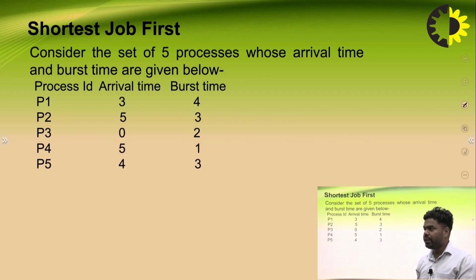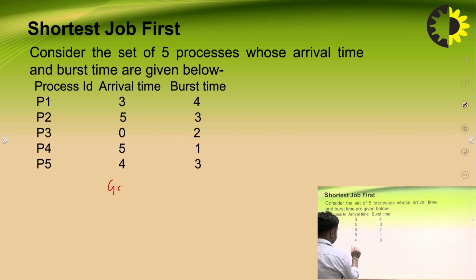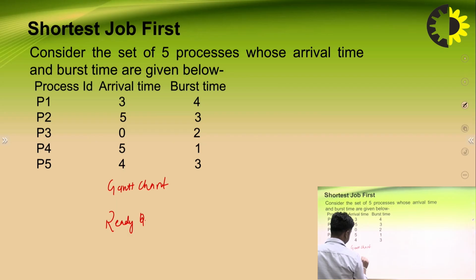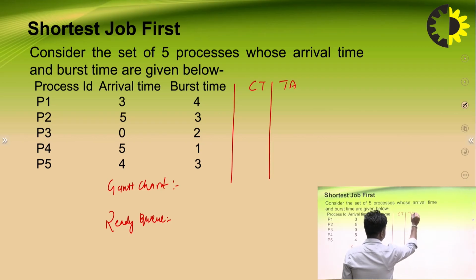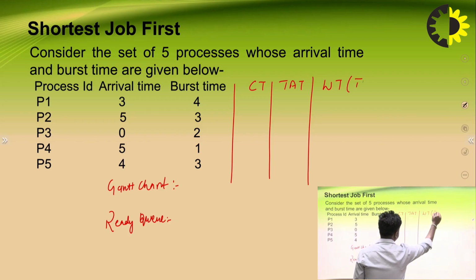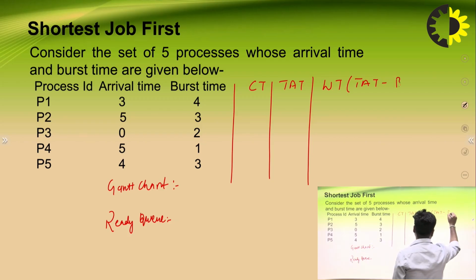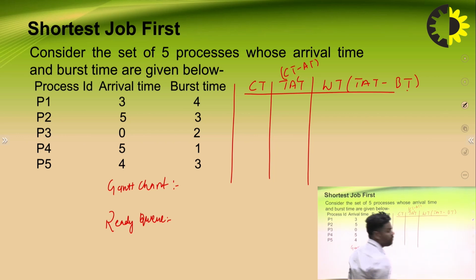So I am taking the ready queue and the Gantt chart of this one, and I am going to solve it. So the Gantt chart and the ready queue. Again I have to find the completion time, TAT, and waiting time. So waiting time is TAT minus BT, and TAT is CT minus AT. Okay, as I know from the previous slide.